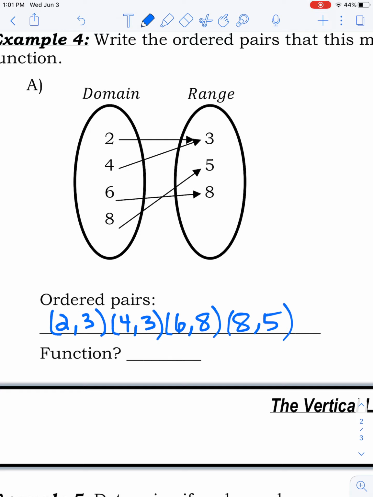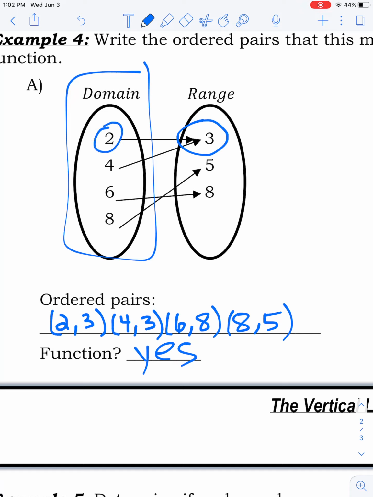Now a lot of students make this error where they think this is not a function because of the 2 arrows pointing to the 3 here. But that's okay. You can have the y values repeat every single time. What we don't want to happen is an x value going to two different y's, but two different x's can go to the same y. Okay, so this is a function because if I just look at my domain, 2 only goes to one number. The 4 only goes to one number.